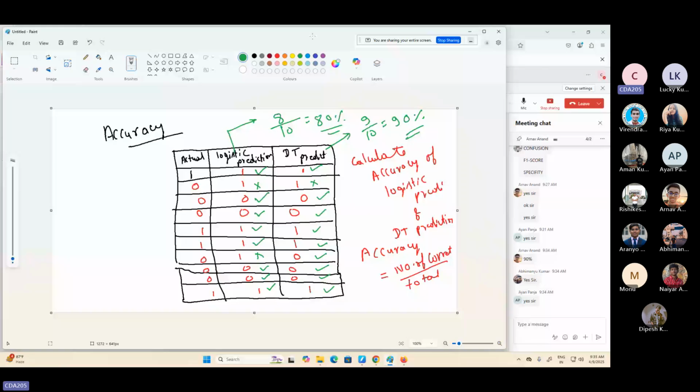So we have the calculation, and this is for binary classification. What about multi-class classification? So we can see the multi-class case also.